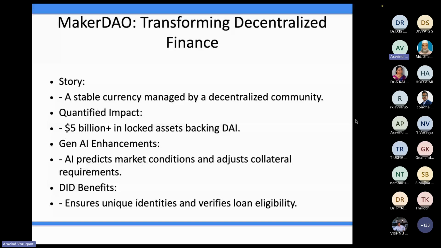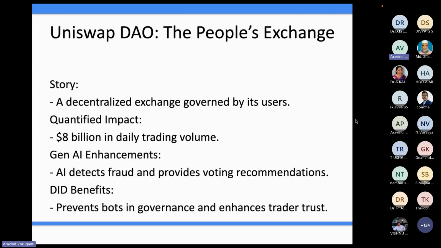Okay, so this is one amazing example of $5 billion worth of assets being locked on a DAO, and a stable coin is being run without involving any central bank. Right? Now let's look at Uniswap.